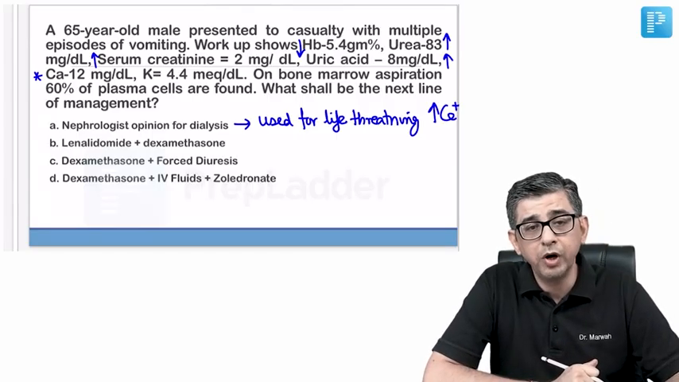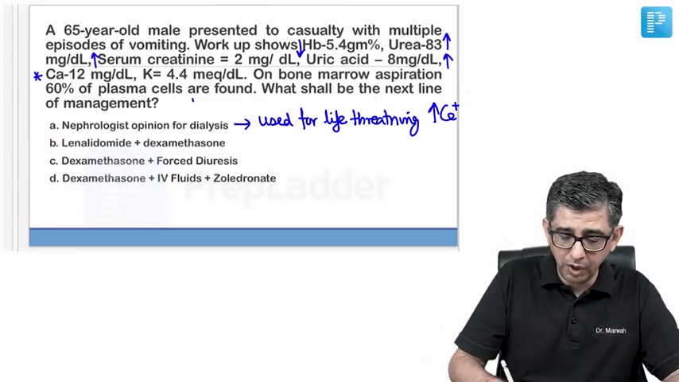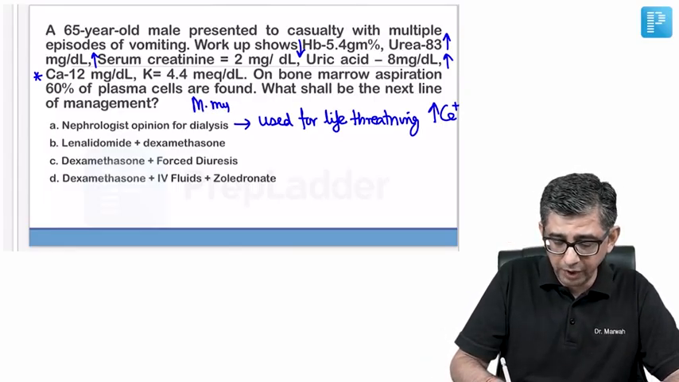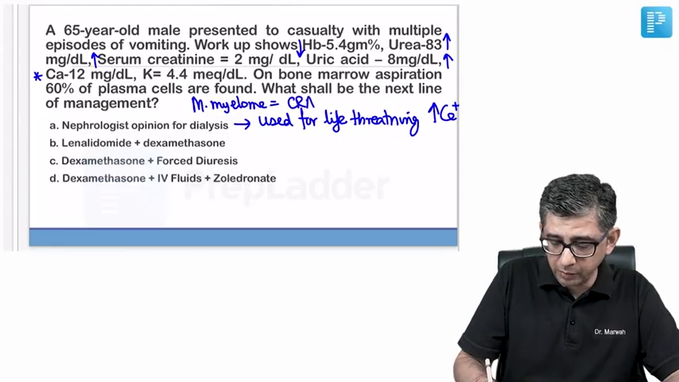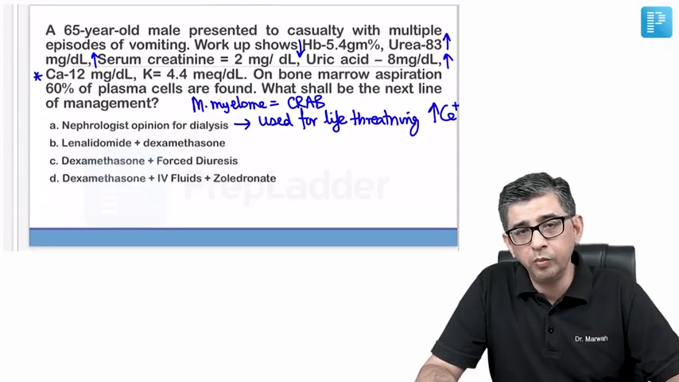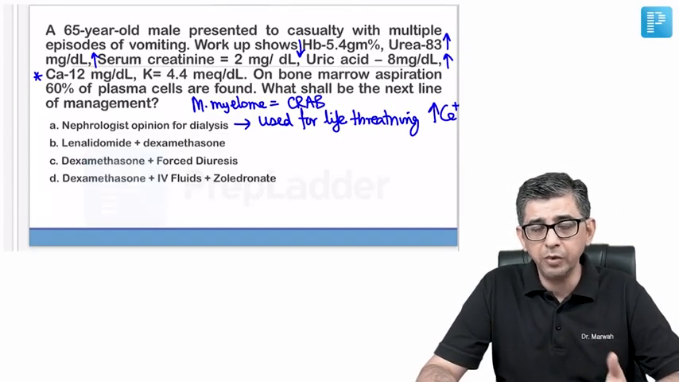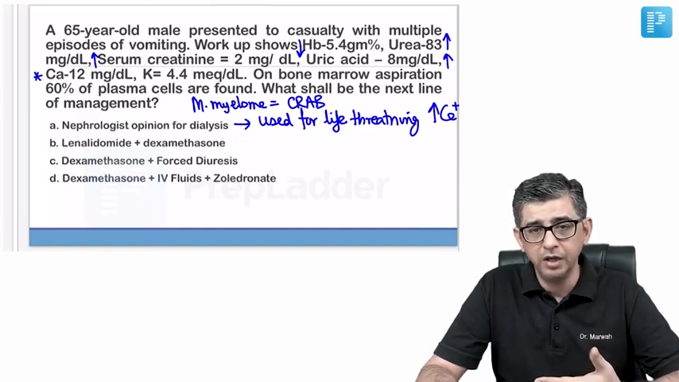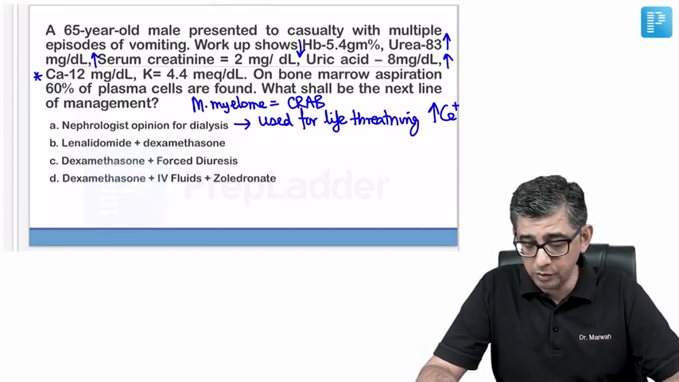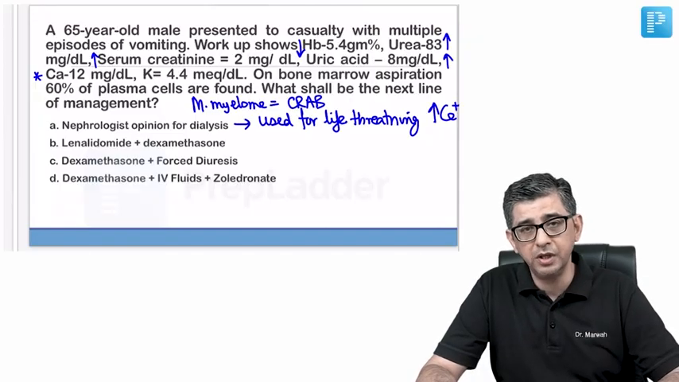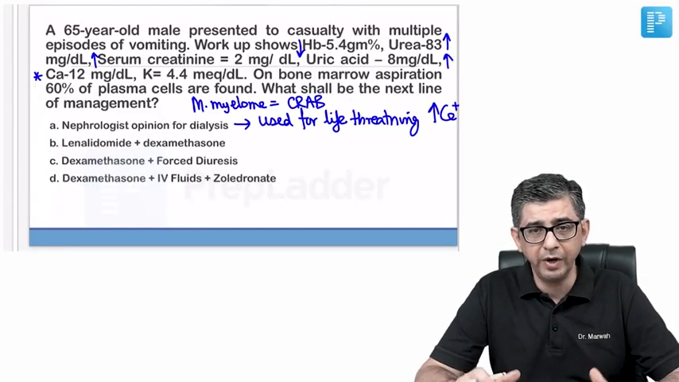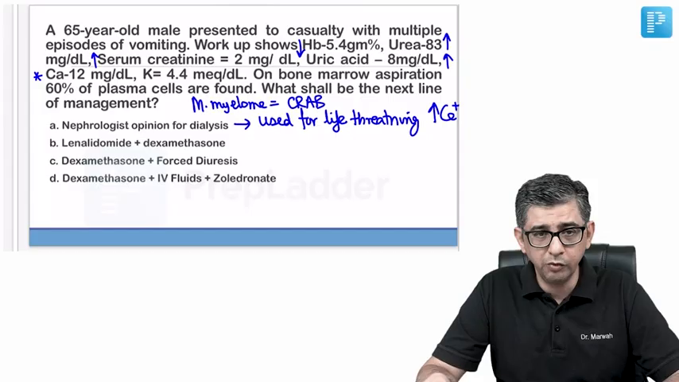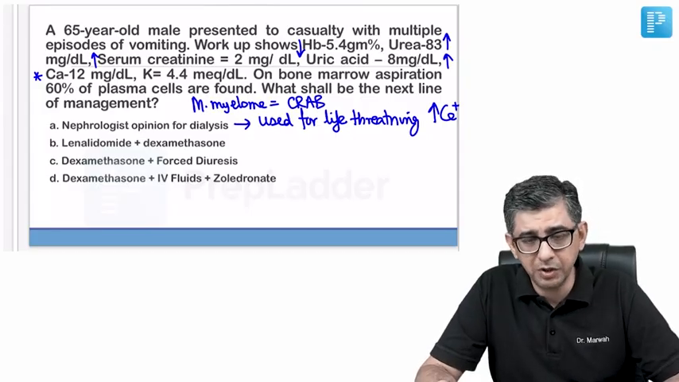He also says on bone marrow aspiration of this patient, 60% plasma cells are found. So I know that he is talking about multiple myeloma. And in this case of multiple myeloma, he has also described some myeloma-defining events. One of them described in this question is hypercalcemia, that is C, then R, renal failure, and anemia. He has not mentioned any bony lytic lesions, but at least 3 CRAB features are discussed in this question. Now he says, what will be the next line of management for this patient?